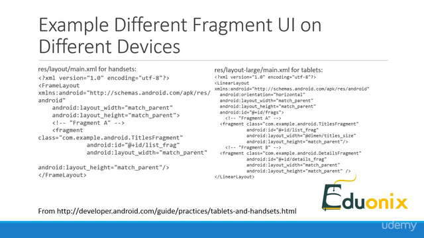Here is an example of using different layouts for different devices. In the left side example, we have the default layout in the Resources Directory layout folder called Main XML. In this main XML layout, we have a simple frame layout with one fragment, the titles fragment, that matches parent for width and height. And the second layout on the right side, in our resources directory, layout-large directory, denoted by using the qualifier layout-large, we have another main XML. This main XML will be used on large devices in place of the default main XML on the left side.